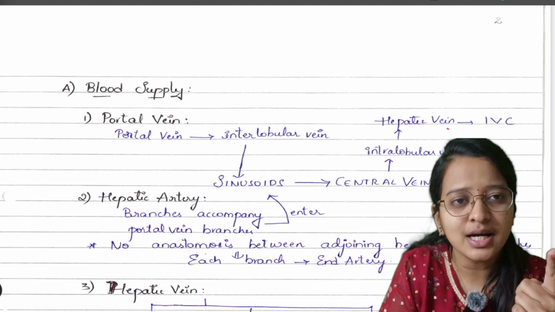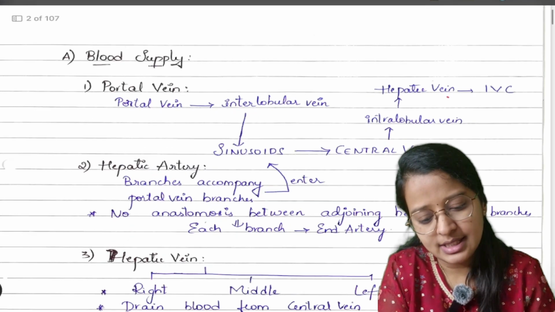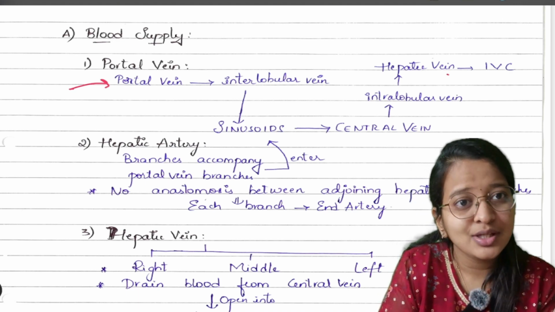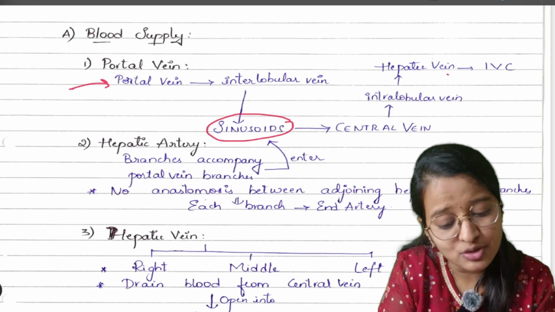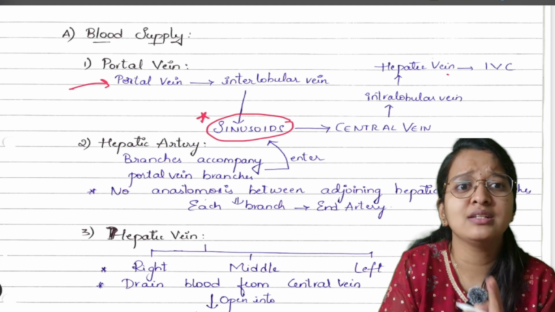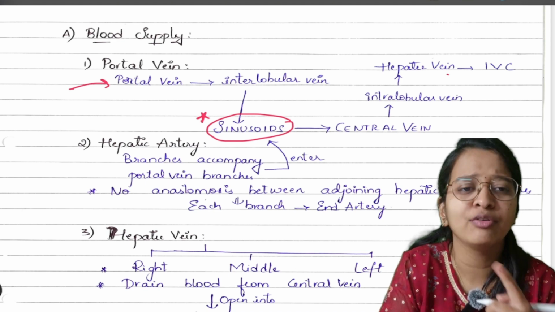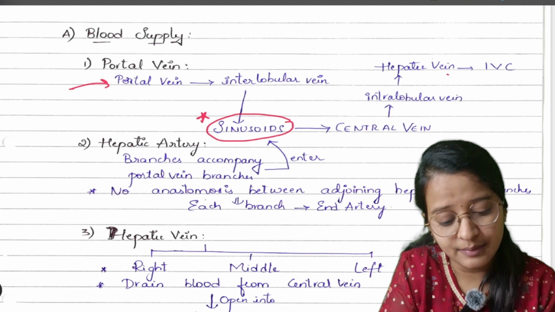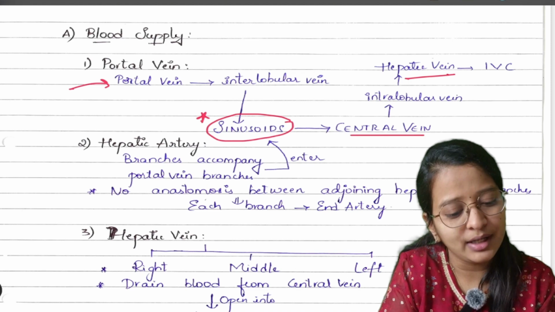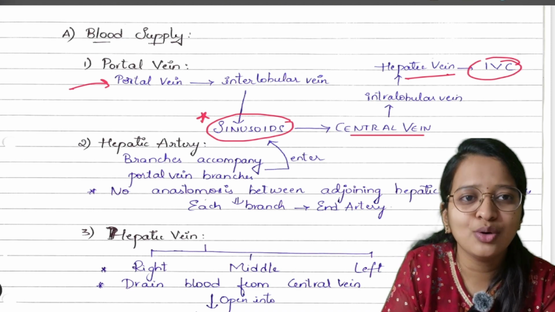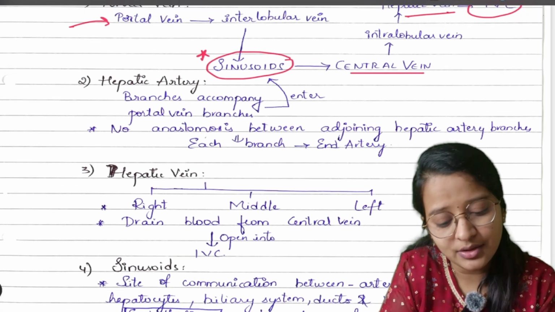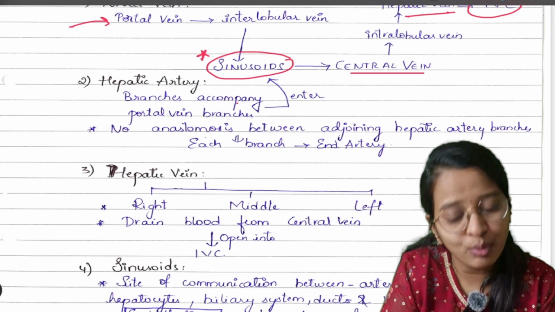Coming to blood supply of the liver, we all know that liver has dual blood supply, that is hepatic artery and the portal vein. Let's see them. The blood from the portal vein enters into the interlobular veins and finally into the sinusoids, which is a very important site of communication among the arterial inflow, the venous outflow and the hepatocytes. Let us learn it later. And from sinusoids, the blood is drained into central vein and finally into hepatic vein, which in turn drains into your IVC.